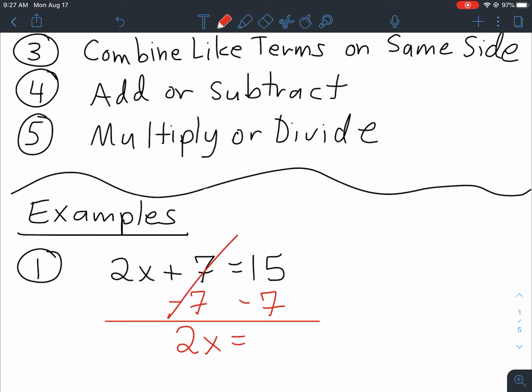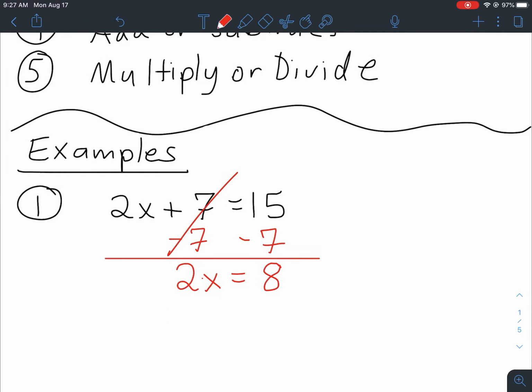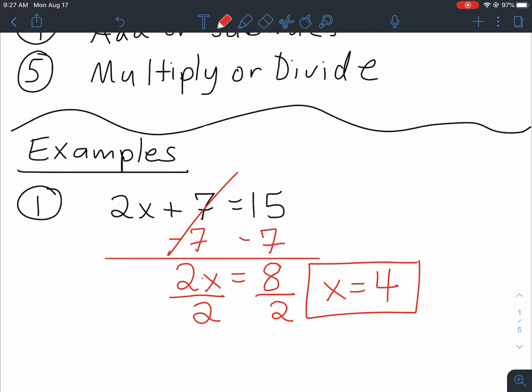So I'm left with 2x on the left side. 15 minus 7 is 8. And now this is a pretty easy problem. How do we get rid of 2 times x? How do you undo multiplication? You divide. So 8 divided by 2 would be 4 here. So 4 is our answer. Why is 4 our answer? Because if I plug in 4 for x here, it should make this equation true, which it does. 2 times 4 is 8. 8 plus 7 is 15. 15 does equal 15. It's a true statement. That's how I know it's the solution.